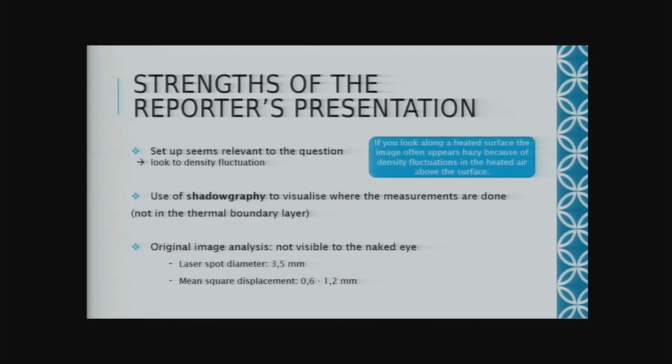So, the setup seems relevant to the question because they look at density fluctuation. That's a good point. They also use shadowgraphy to visualize in which regime their measurements are done and in which area of the heated air. So they are not in the thermal boundary layer.